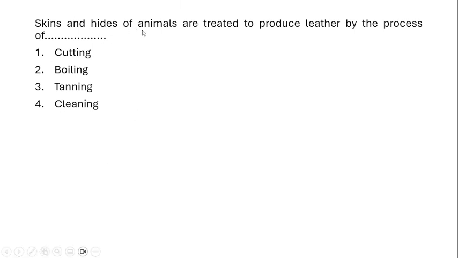So now the skins and hides of animals are treated to produce leather by the process of cutting, boiling, tanning or cleaning. We know that in the tanning industry, one of the main components used for the conversion of the skins and hides of animals to produce leather is tannin. These are the natural tannins used earlier. Nowadays we are using chromium during the tanning process. So the process of converting the skins and hides of animals to leather is tanning. Okay, that is the right option.